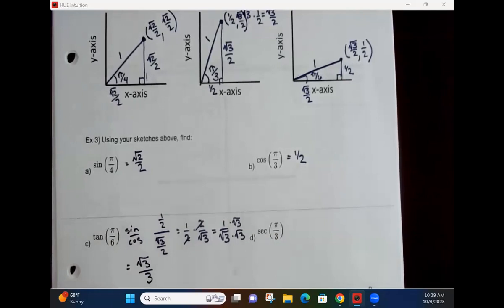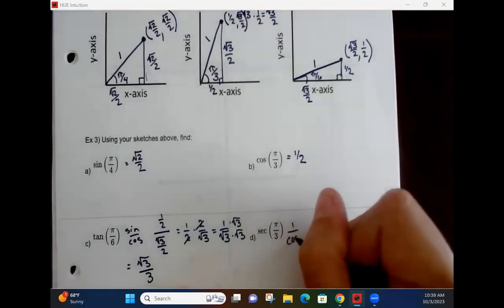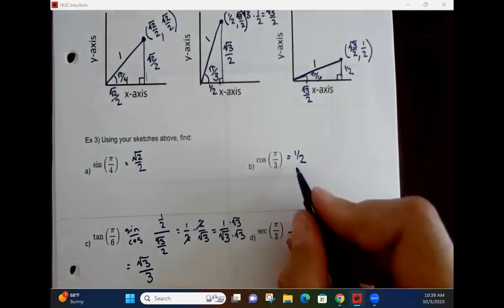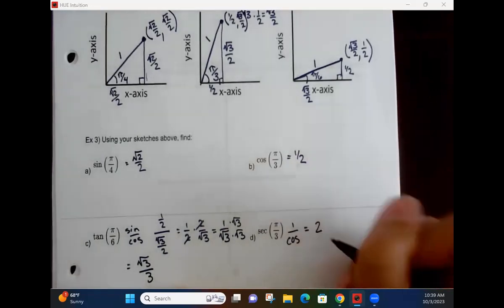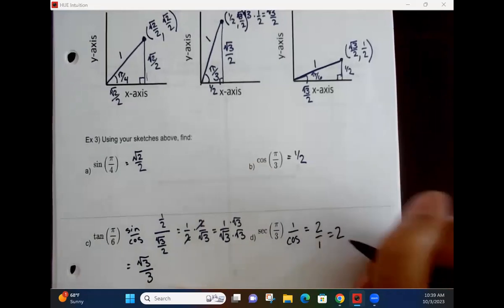Secant of pi over 3, that would be 1 over cosine of pi over 3. The cosine of pi over 3 is 1/2, so just the reciprocal of that would be 2 over 1, or just 2.